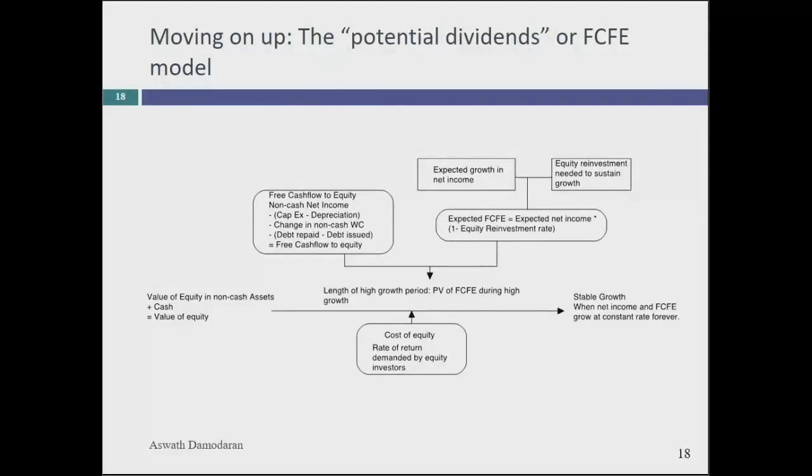Then it's the last step. If I have to make debt payments, I subtract that out as well. And what I'm left with is a truly residual cash flow, free cash flow to equity. But the rest of the model, once I've done that, looks very much like the dividend discount model. Wherever I have dividends, I now replace them with free cash flow to equity.